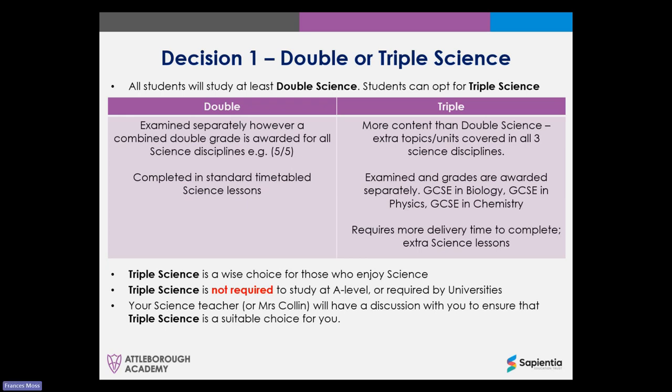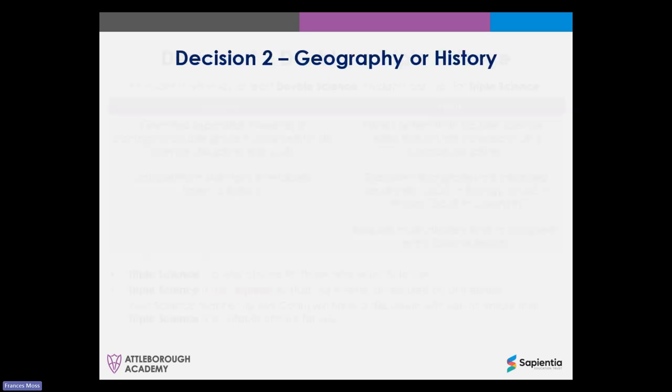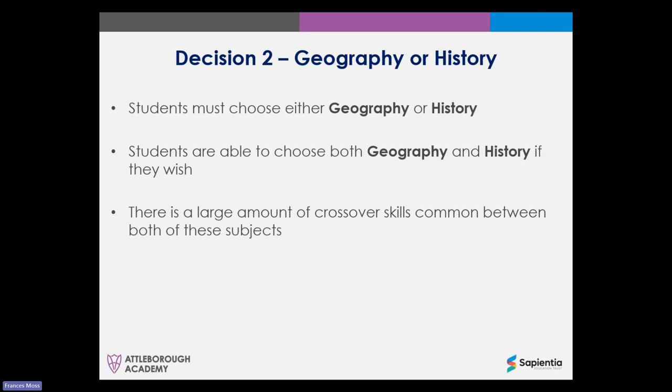Okay, so decision number two. This one is about geography or history. So students must choose either geography or history, but actually students are able to choose both. So they have to make a choice between geography or history as part of this decision two, but then they can pick up the other subject if they want as one of their option choices.